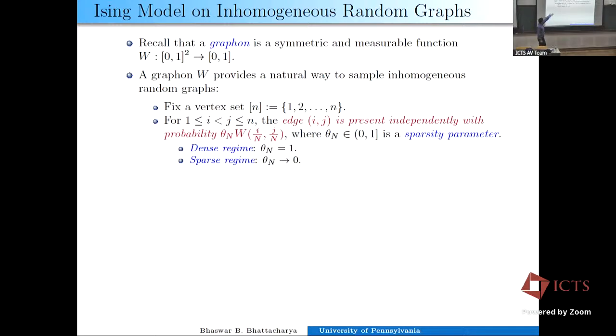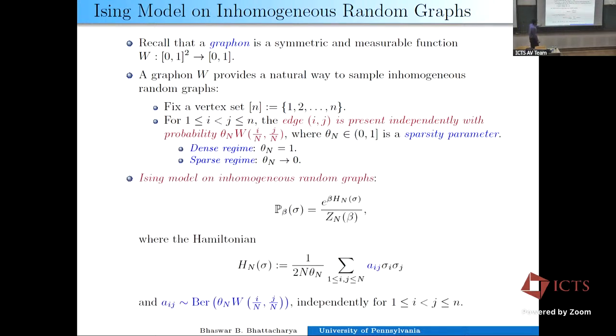Theta n is a sparsity parameter. If theta n is 1, the graph is dense. If theta n goes to 0, the graph is sparse. So what do I have? I have the same model as before, where the J's are now generated by this random graph. So I have a random graph generated from this inhomogeneous model, and I look at an Ising model on that, and that's what it is. Okay. So if you take all the W's to be the same, you get an Erdős–Rényi graph.